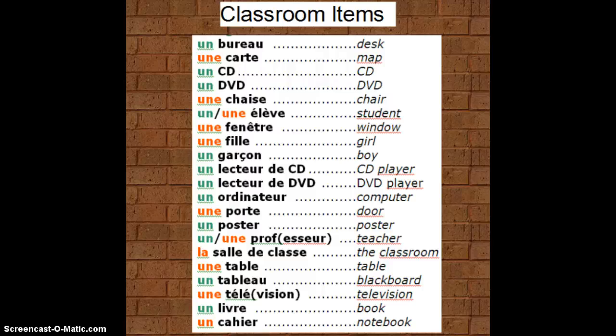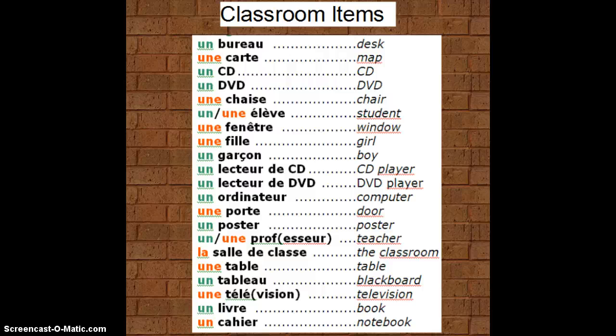The word for the classroom itself is la salle de classe. The word for a table is une table. Now, don't get this confused with the word for the whiteboard or the blackboard or the chalkboard or however you want to word it. That is un tableau. So table is table, spelled the same, sounds a little different.